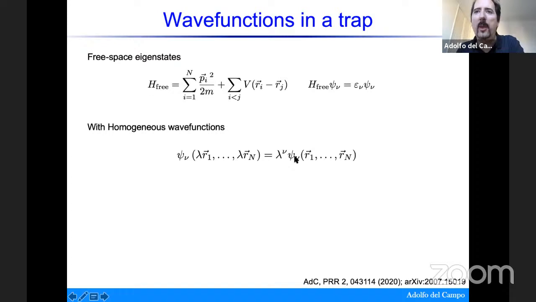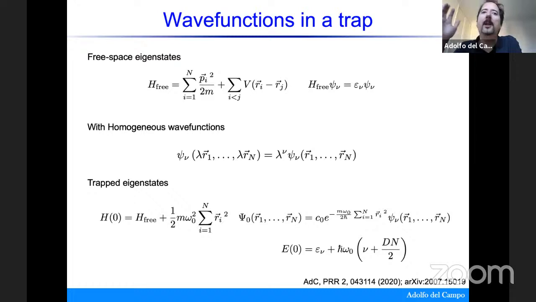Now, there is a trick, elementary 101 quantum mechanics, relating these eigenstates in the absence of the trap to eigenstates when you add a trapping potential to your system. The way you do it is very simple. You take the eigenstate in free space and multiply it by a Gaussian factor, and you can check that this satisfies the Schrodinger equation of your initial Hamiltonian, kinetic energy plus interactions, but now with a trap. The eigenvalue, which before was epsilon nu, now becomes epsilon nu plus this term, a harmonic oscillator thing. But nu here plays the role of the scaling dimension of the eigenstates.